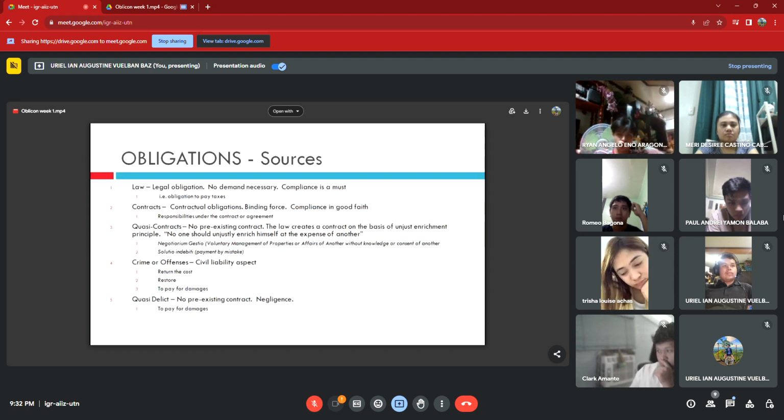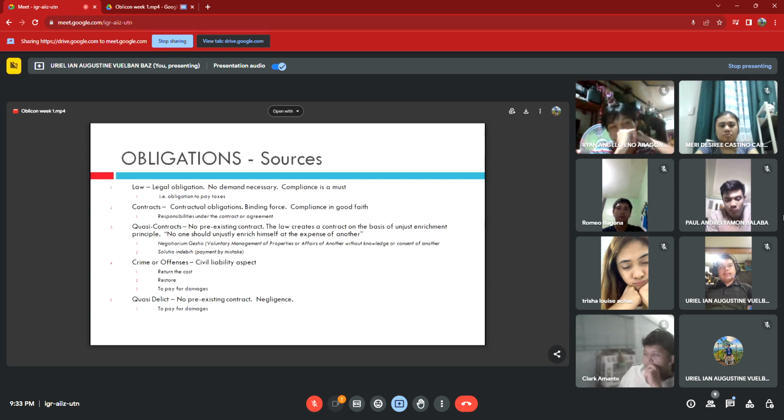Now, quasi-contracts, on the other hand. There is no pre-existing contract under quasi-contract, but the law creates a contract on the basis of the unjust enrichment principle, which is that no one should unjustly enrich himself at the expense of another. In a case of negotiorum gestio, for example, if you have a property and it caught fire, and your neighbor is trying to save some of your belongings, and your neighbor lent a fire extinguisher, of course, under quasi-contracts, you are obliged to reimburse that neighbor for the expenses he has incurred in saving your belongings from burning.